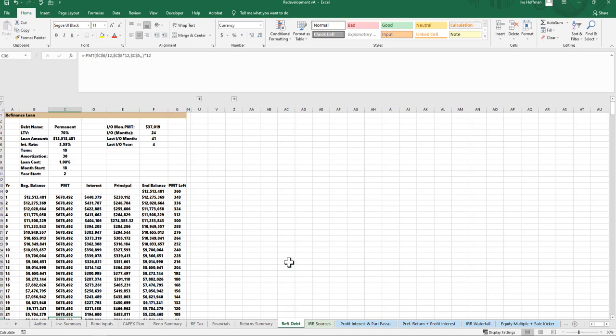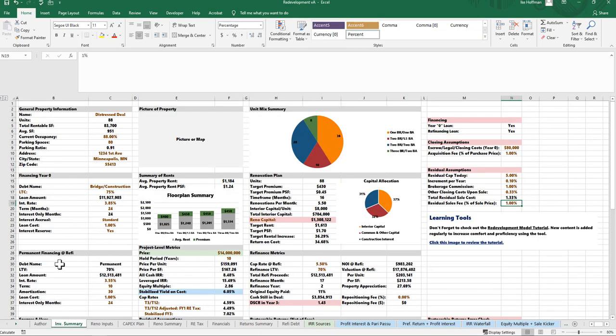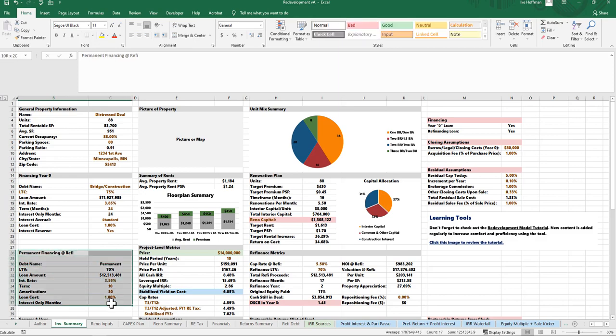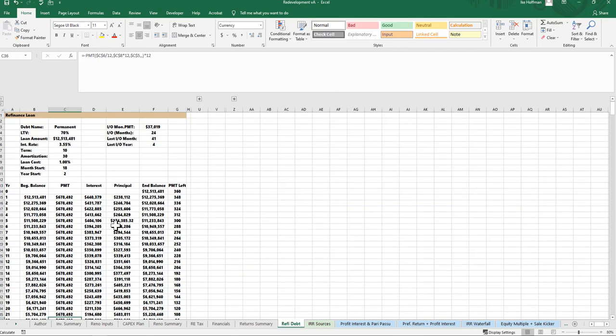The refi debt tab, there's nothing you need to do here. When you're plugging in your permanent financing terms, the permanent financing at refi section, this is just the amortization table that tracks everything, that's tracking your interest only if you have that. It's actually a pretty powerful tab, but there's nothing you need to do here. It's just hosting some pretty crucial information.